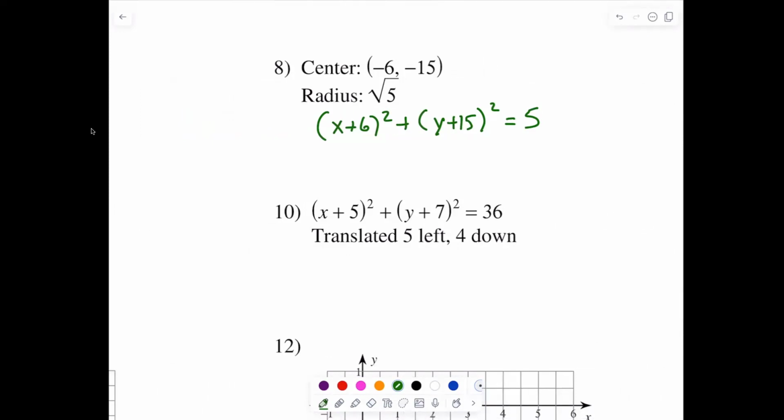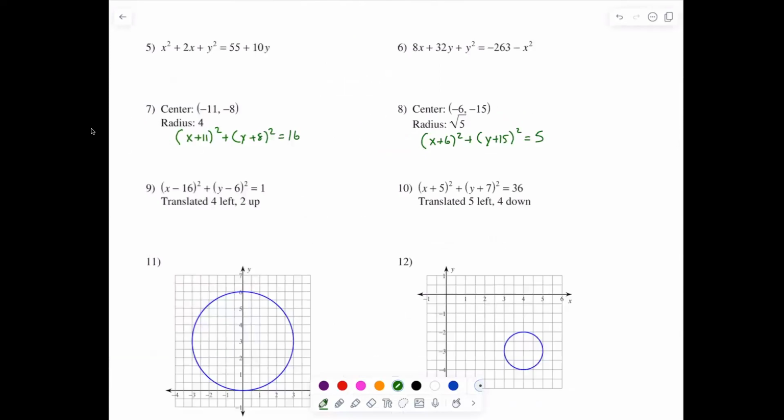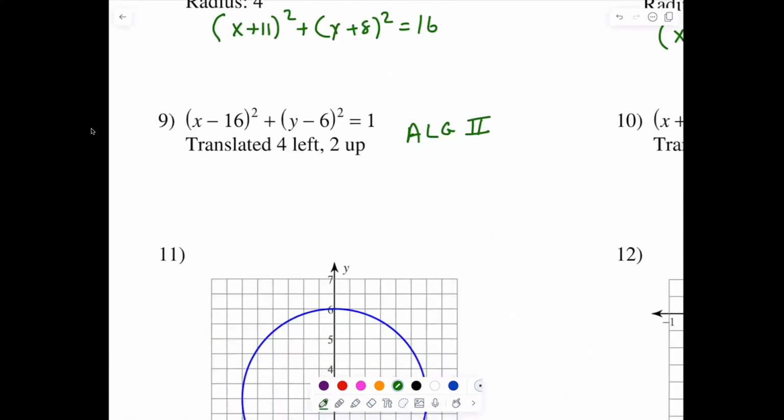Now, translations are generally an Algebra 2 topic, so I'm not really going to get into that. All functions can be moved left and right, up and down quite easily. Let's talk about it just for a quick second. If I'm going to move something to the left 4, does everybody understand? Please look up here. x minus h squared plus y minus k squared equals r squared, correct?